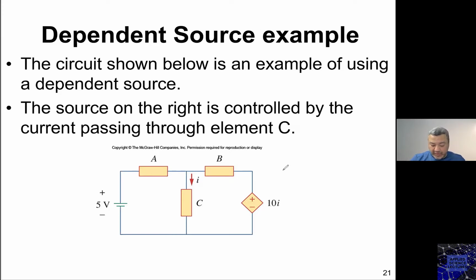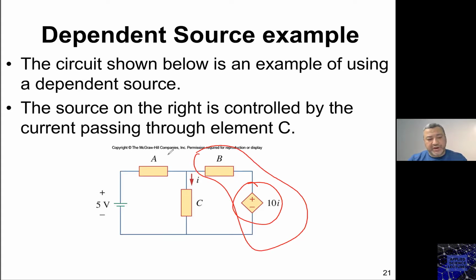If you look at this, and this is one of the things we will discuss later, the definition of parallel and series. The voltage source here is not in parallel with the C. No. The voltage source here is in series with the B. This whole branch is in parallel with the C. Make sense?